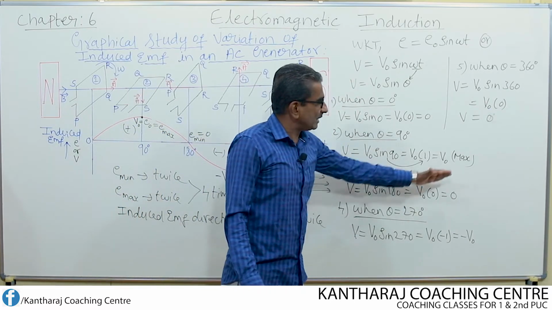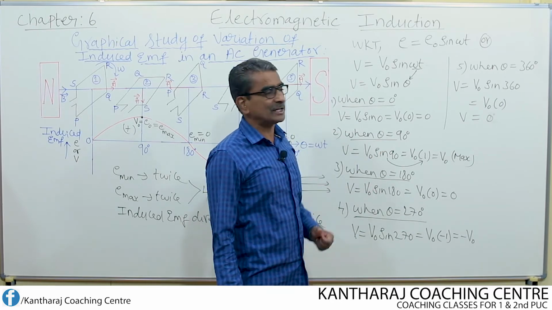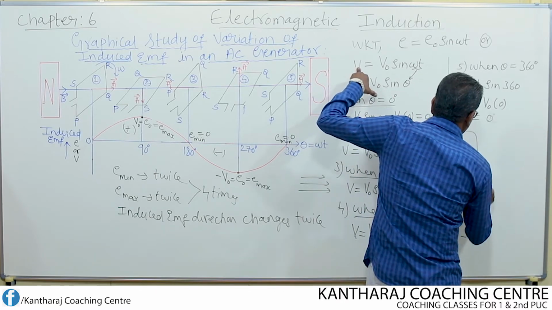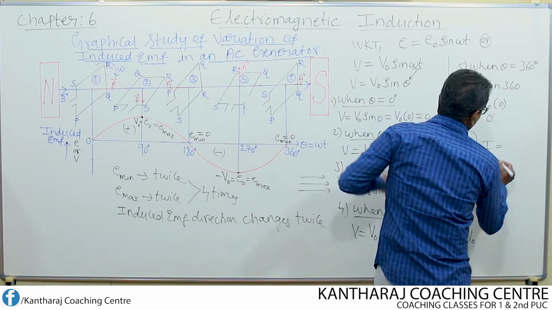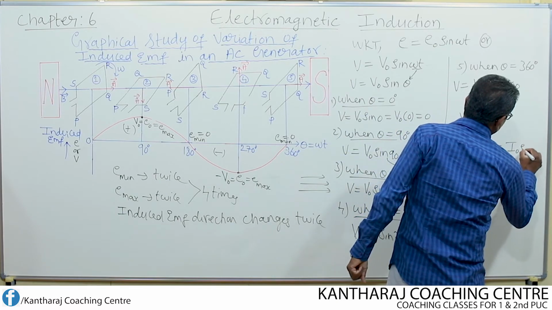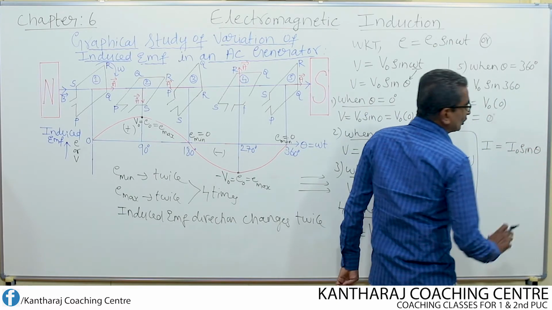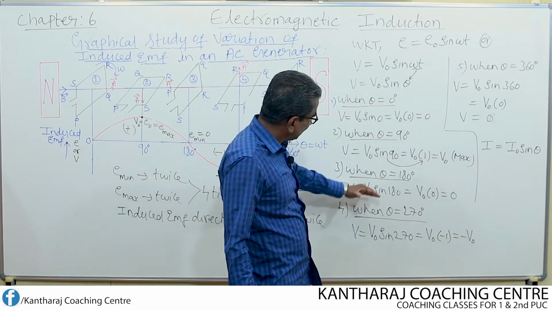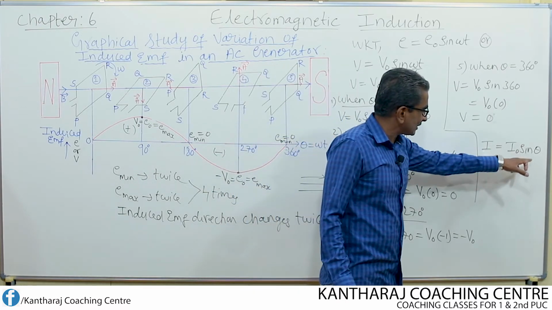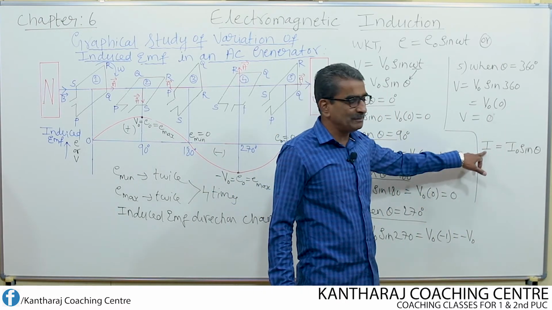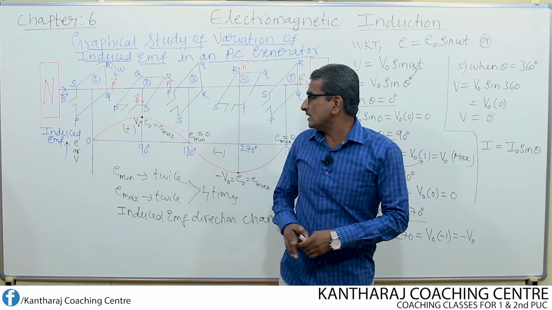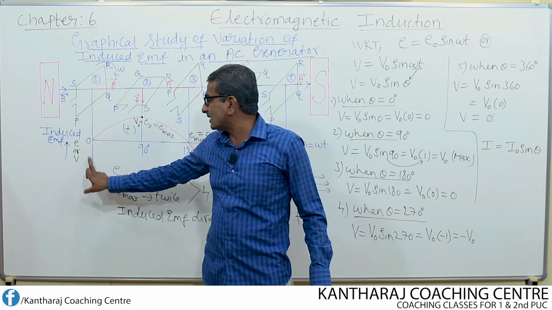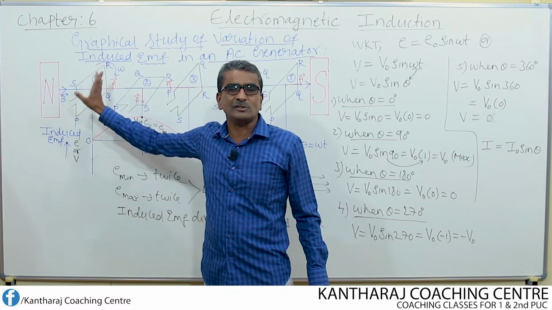The same values can be obtained even in case of induced current also. Corresponding to this equation, the induced current I equals I naught sin omega t, or I equals I naught sin theta. If I substitute the values of theta as I substituted here at different stages in this current equation, then we get the same value. So current becomes maximum twice and minimum twice in this one complete cycle. So along this axis, either I can consider the induced EMF or the induced current.